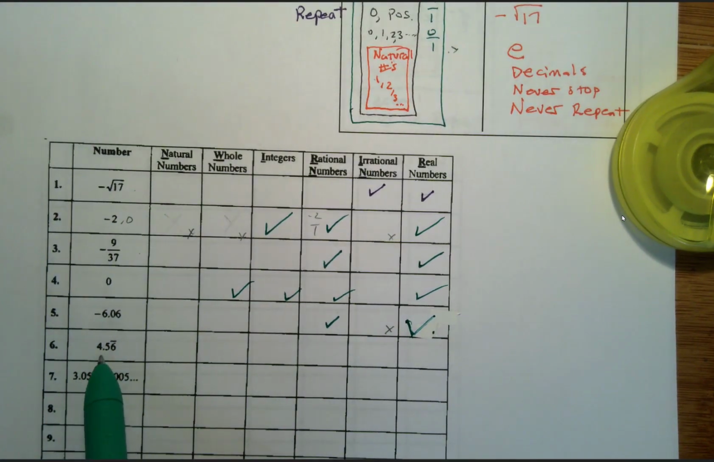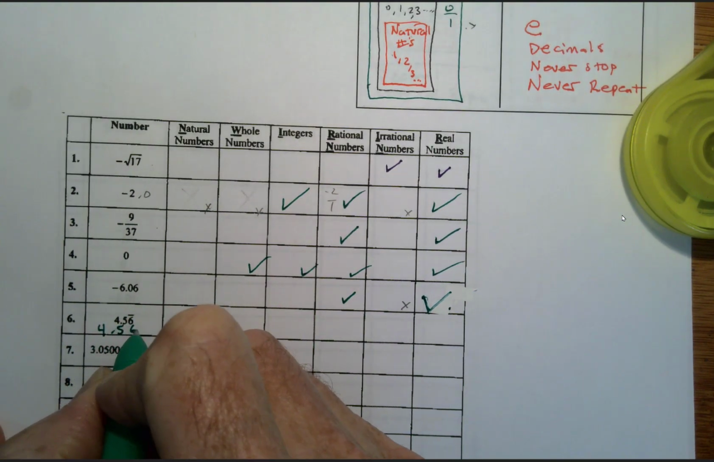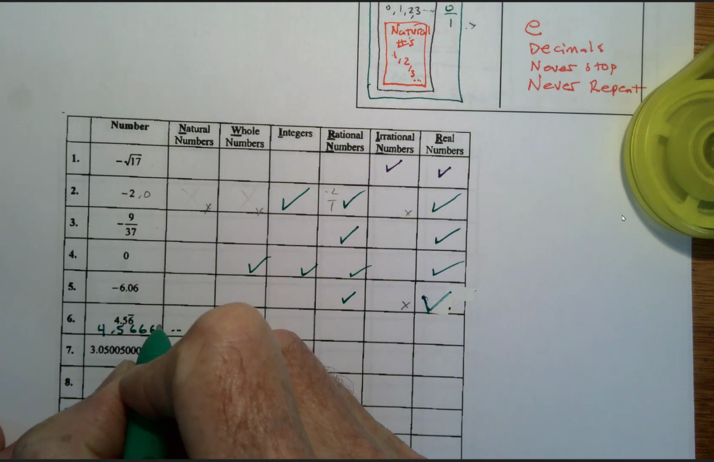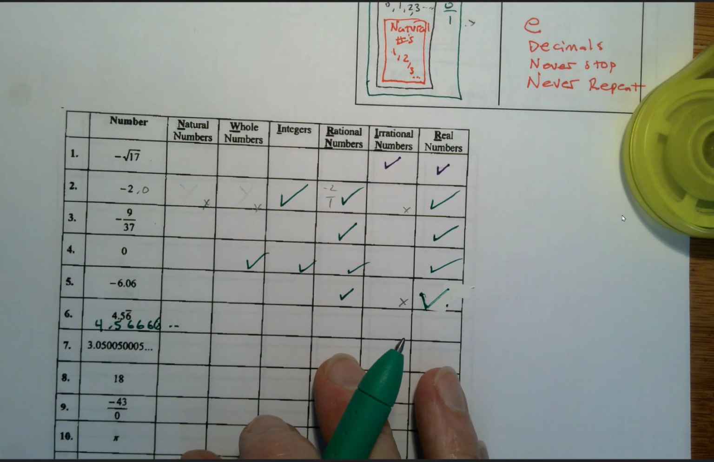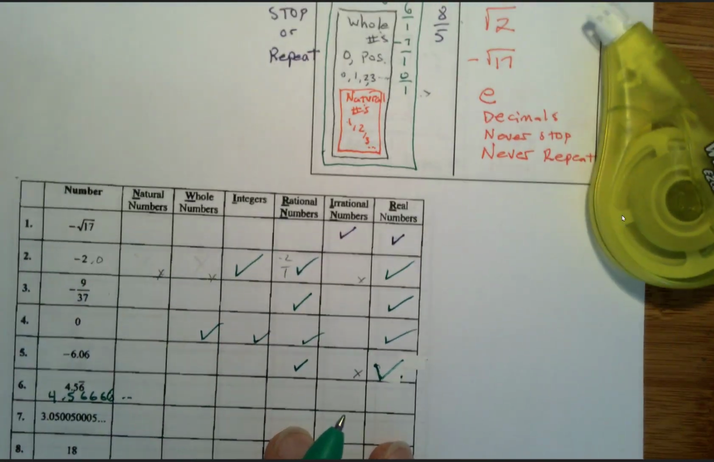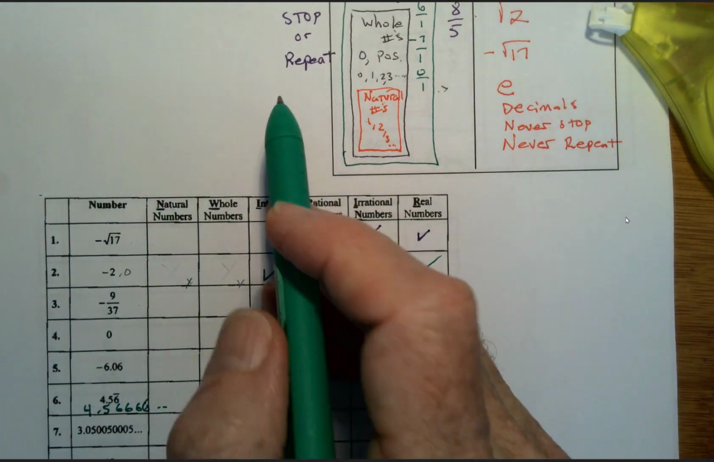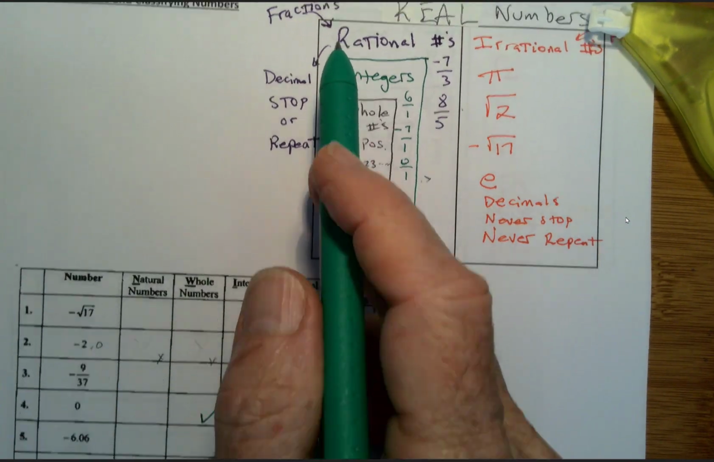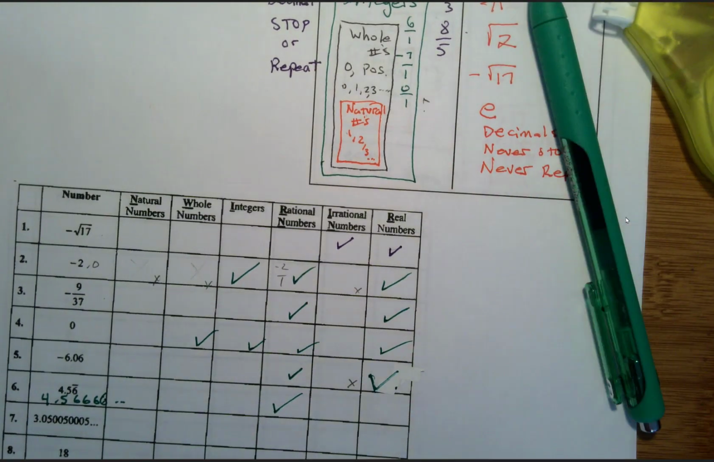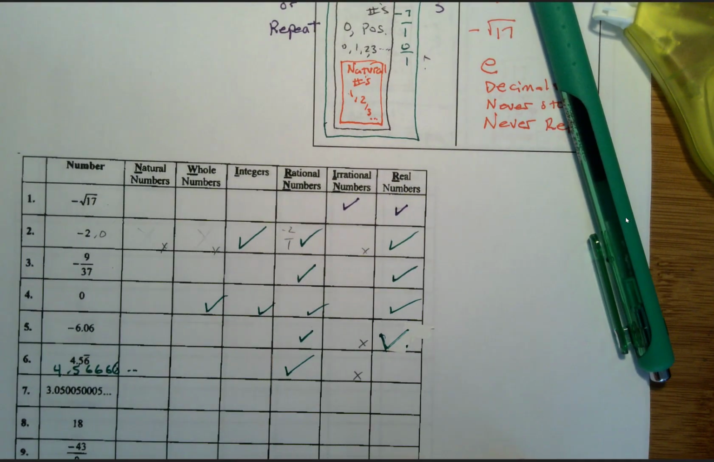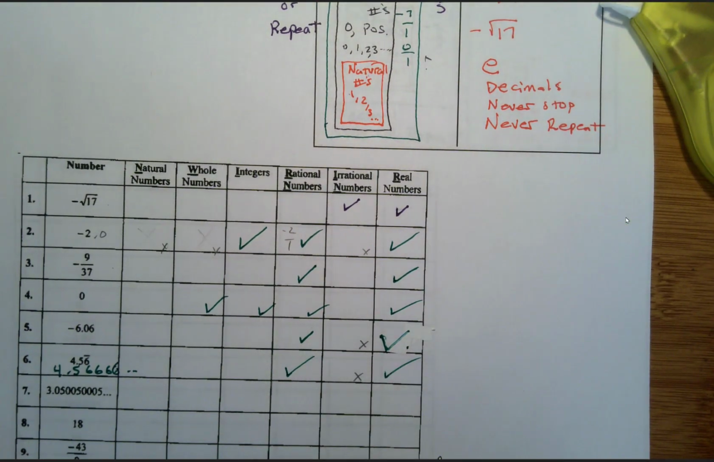Okay, 4.5, what does that bar mean? It means 4.56666, dot, dot, dot. 6 is going forever. It's repeating, and we learned, oh wait, repeating, is that irrational? Irrationals never repeat. This one is repeating. Oh, that makes it a rational number. So we can go check. If it's rational, it's not irrational, so we're not going to include that. And all numbers are real numbers, so we can put a check there.